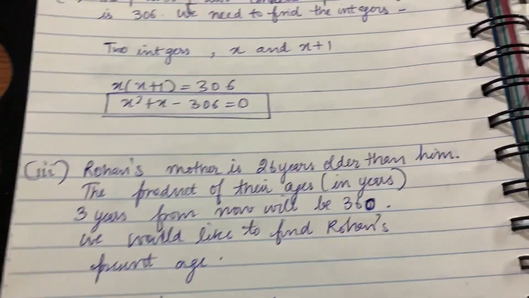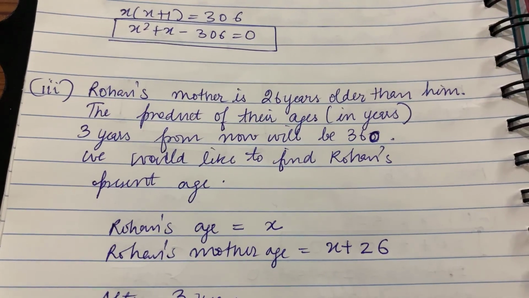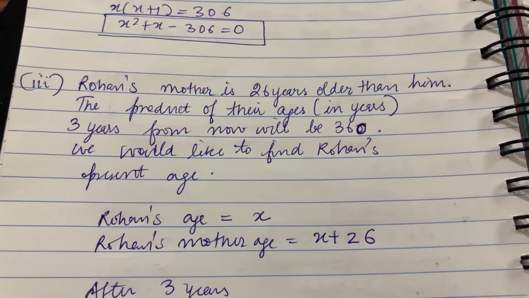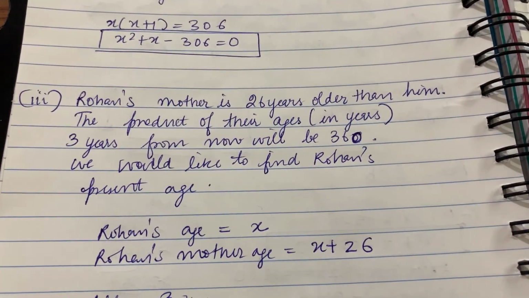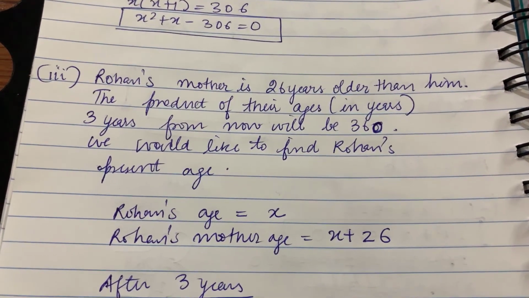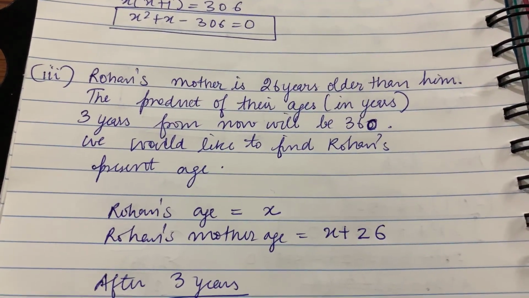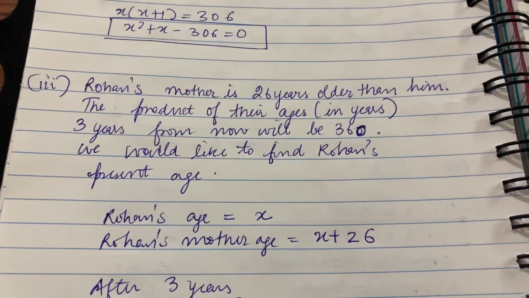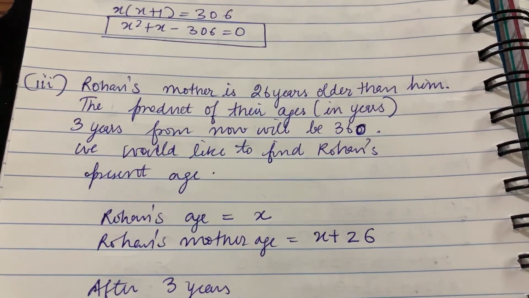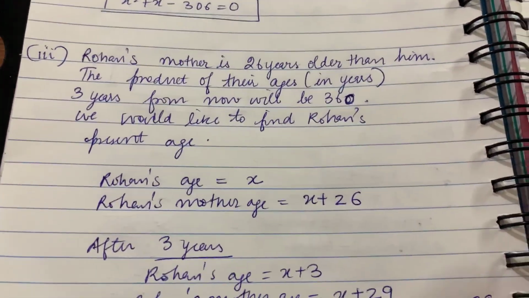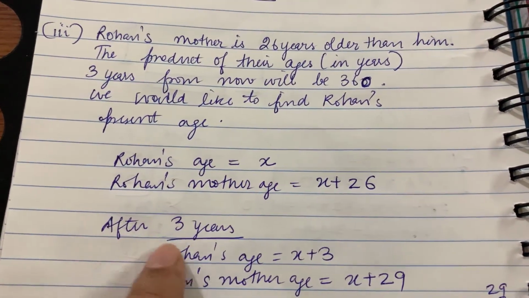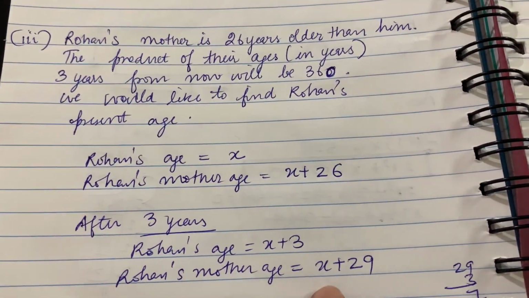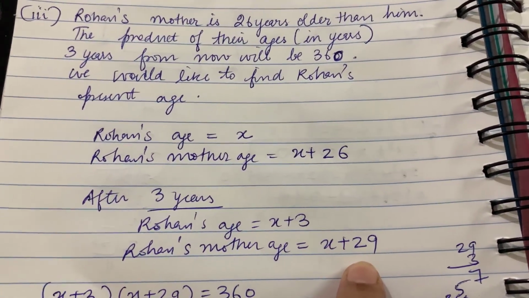Third question is, Rohan's mother is 26 years older than him. So we will assume the age of Rohan as x. So Rohan's mother's age will be x plus 26. The product of their ages in years, 3 years from now, will be 360. 3 years from now means we are going into the future. So to their present ages, we will add 3. Rohan's present age is x, so after 3 years his age will be x plus 3. And his mother's age after 3 years will be x plus 26 plus 3, which equals x plus 29.